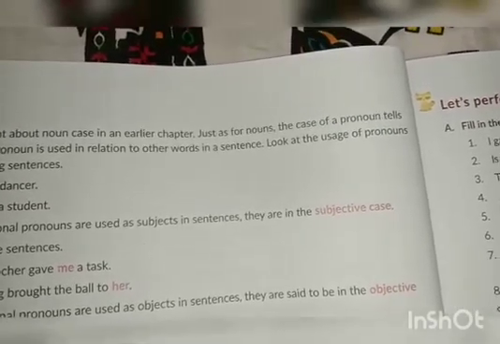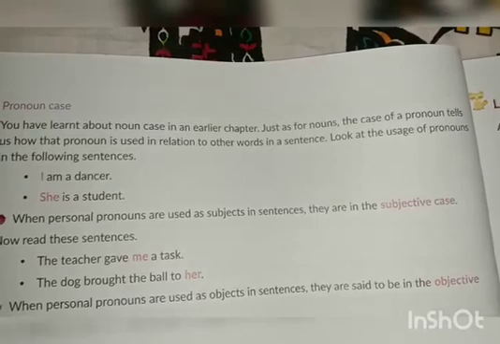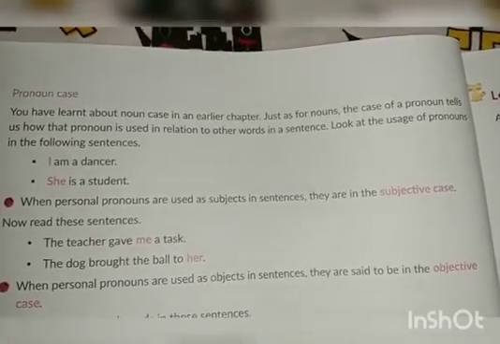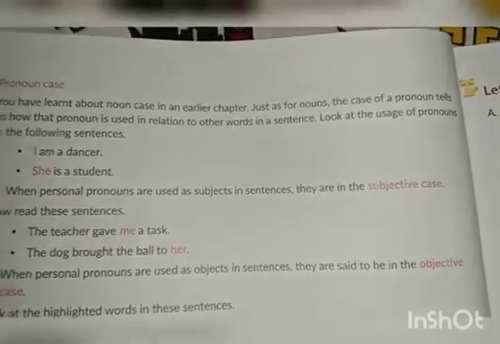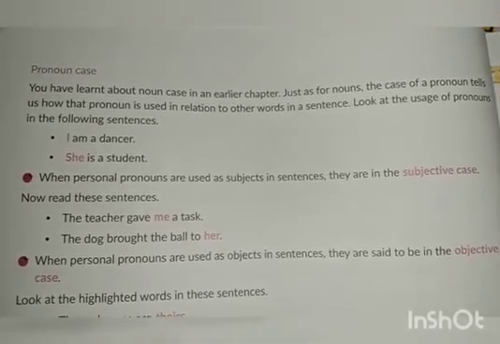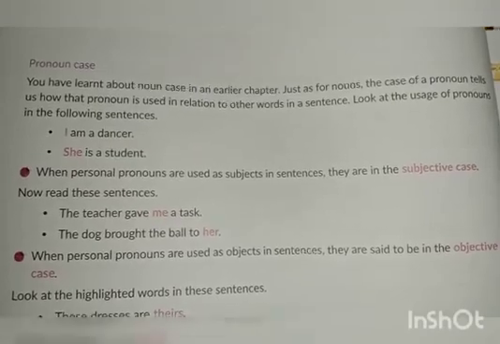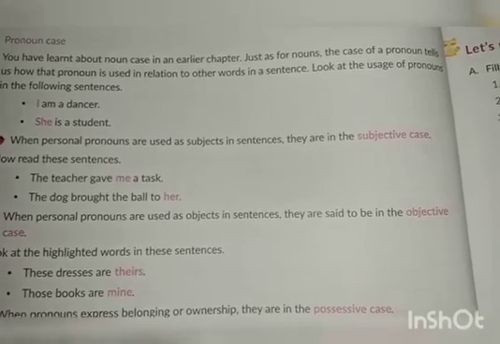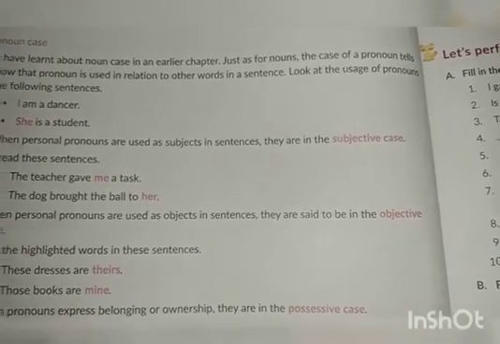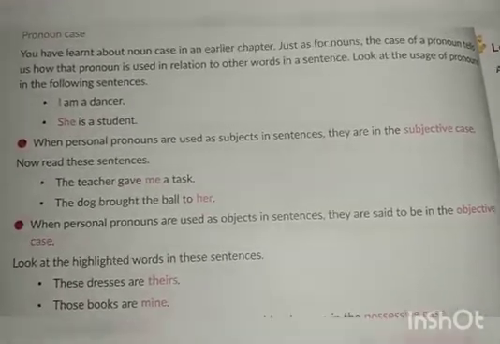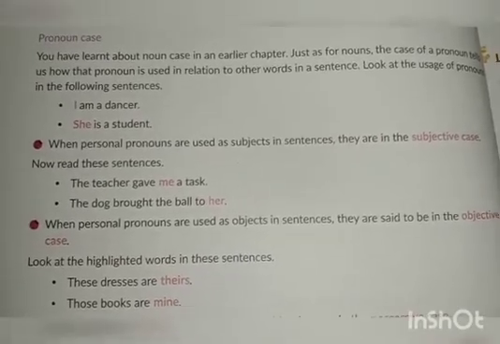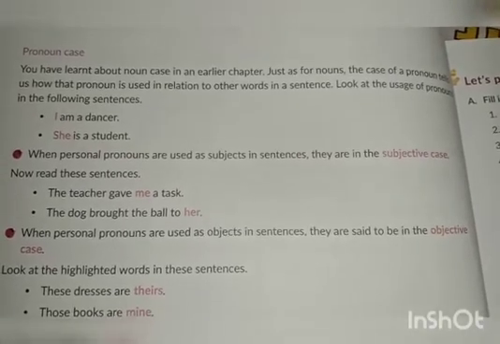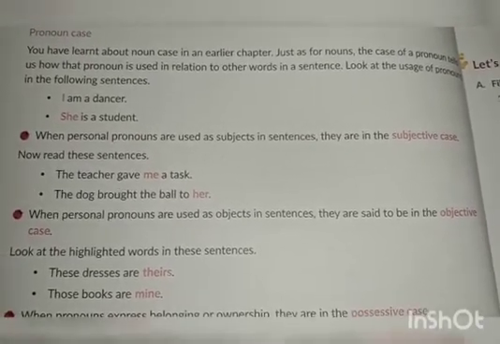यानी कोई भी प्रोनाउन एक सेंटेंस में बाकी वर्ड्स के साथ किस तरह से रिलेट होता है. दिस इज ऑल अबाउट प्रोनाउन केस. लेट अस सी. I am a dancer. She is a student. When personal pronouns are used as subjects in sentences, they are in the subjective case. As you can see, I is a pronoun, she is a pronoun, but here they are used as a subject. So they come under the subjective case.